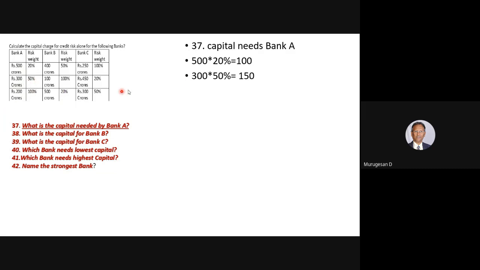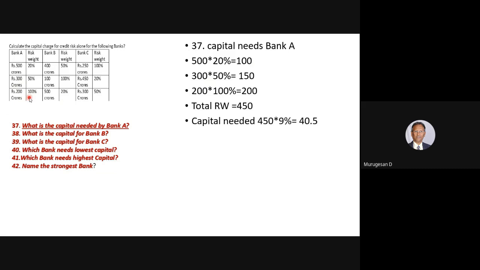Now we have to calculate the capital. Bank A, you have to calculate. 500 into 20%, 100. 300 into 50%, 150. You can do it by heart also. And 200 into 100%, 200. So total risk weight is 450. And what is the capital needed? 40.5. So Bank A over.